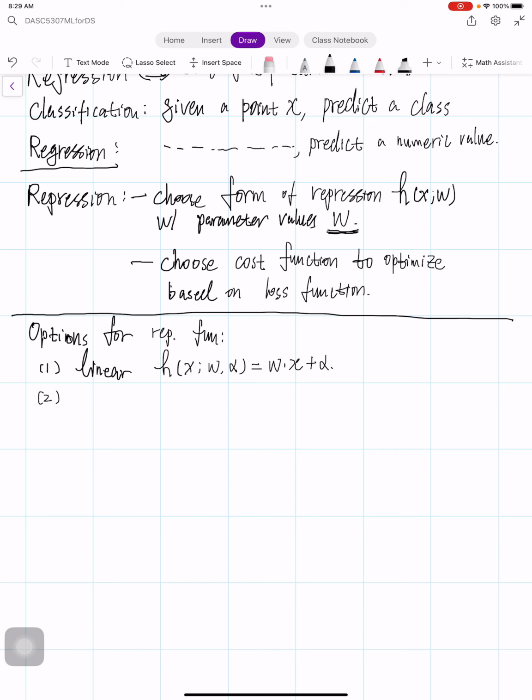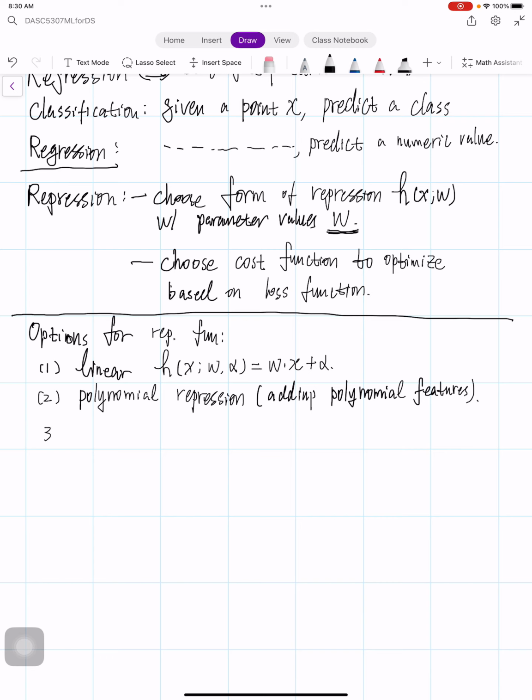Second choice, polynomial regression. It's equivalent to the linear regression, but you add more features, adding polynomial features. Okay, so that's the second option you can go with.